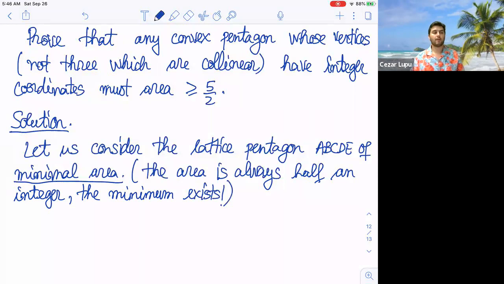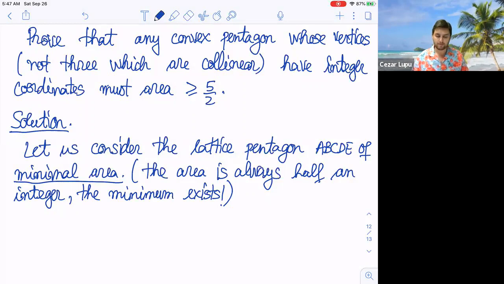So I'll assume this. And now let me consider something. Let me make the following observation, because this will be very important in the problem. So I have this pentagon, right?